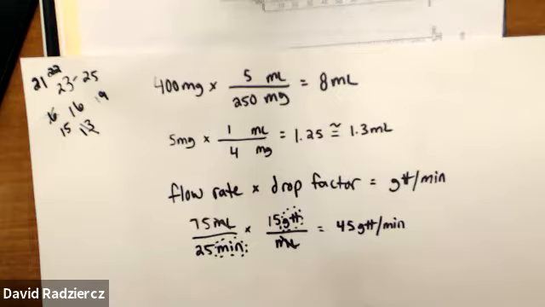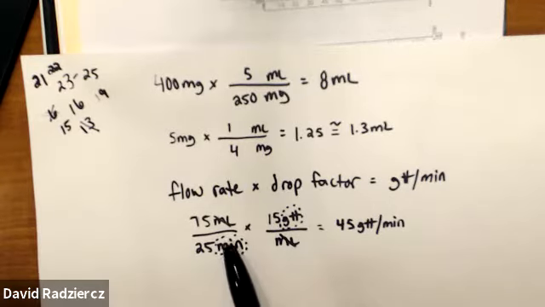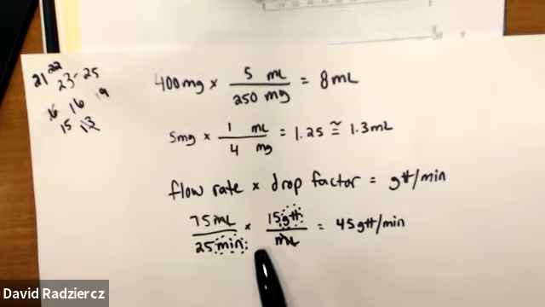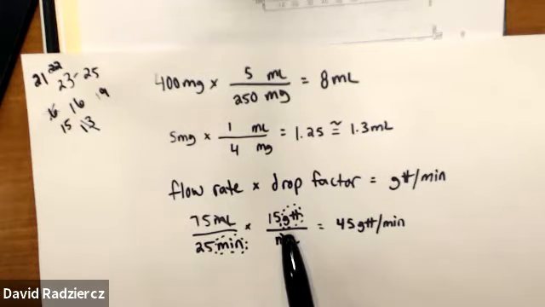But this is how you would set up a flow rate. All drop rate questions look exactly like this. You'll have a flow rate. Sometimes it's milliliters per minute. Sometimes it's milliliters per hour. If it's per hour, you convert hours to minutes. Okay. You'll always be given the drop factor, and then your answer will always be in drops per minute.